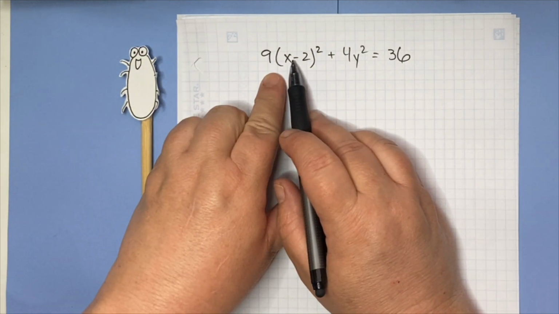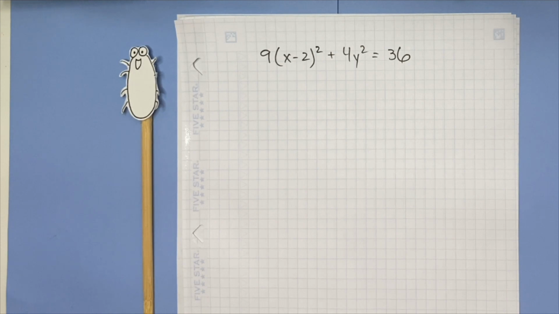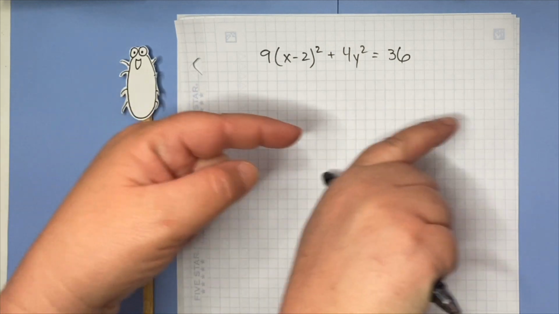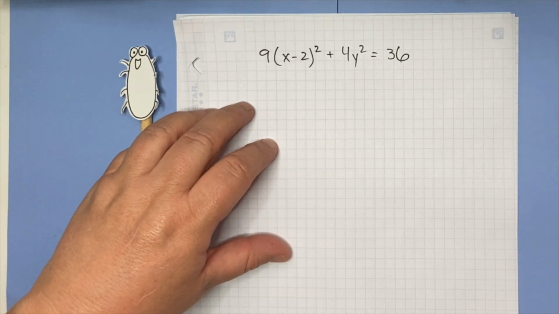You can see I've got x minus 2, so hopefully your brain is already thinking, wait, if I'm subtracting 2 in the x direction, what is that going to do to the ellipse? It's going to move it 2 over to the right. So we've got a shifted ellipse. Woohoo! So how do we proceed from here?